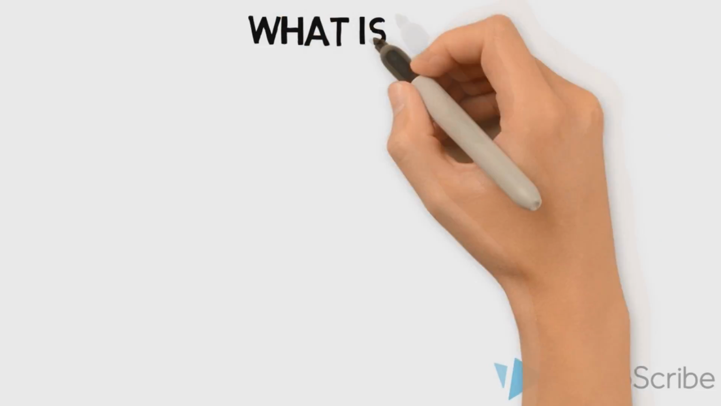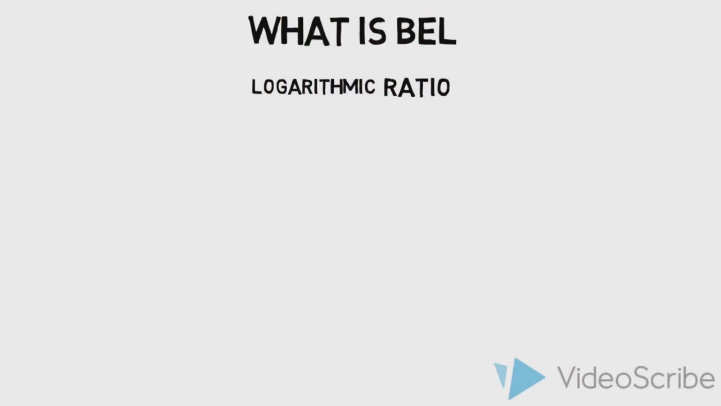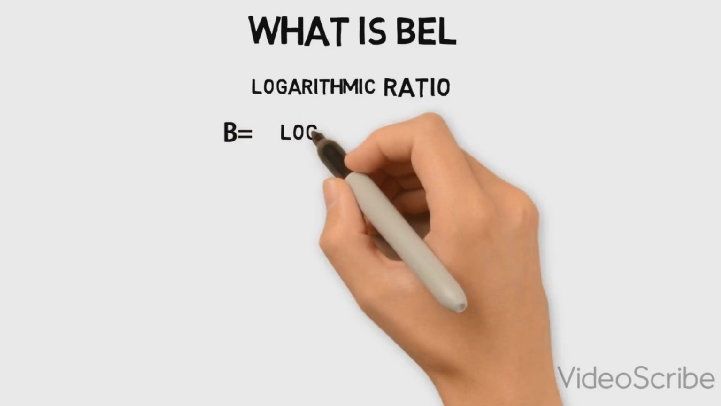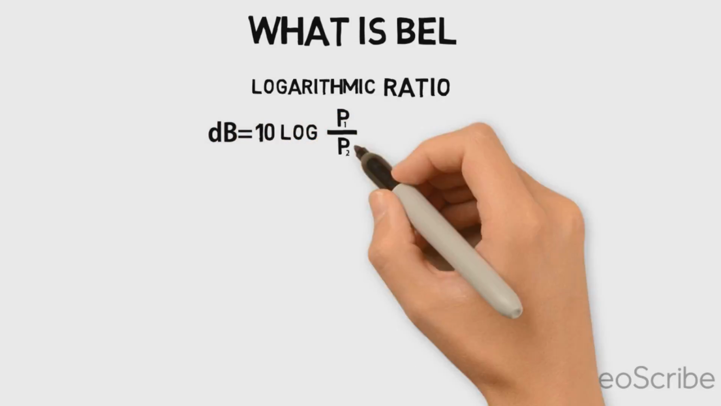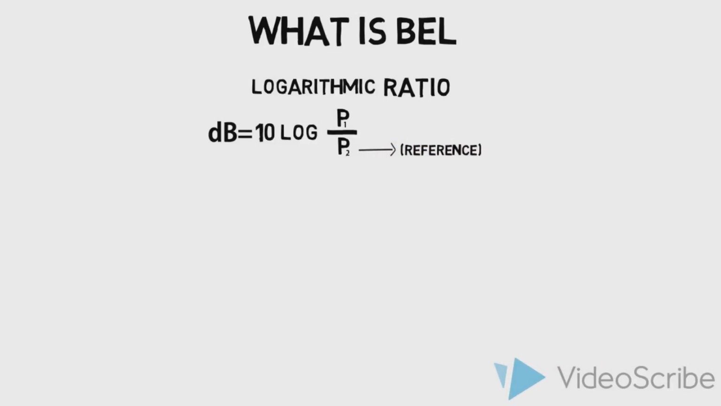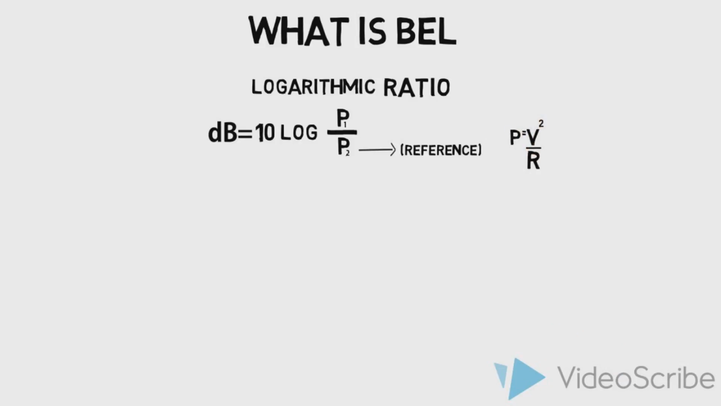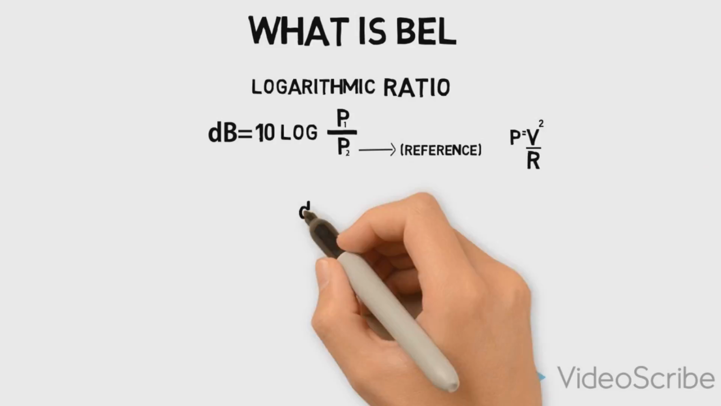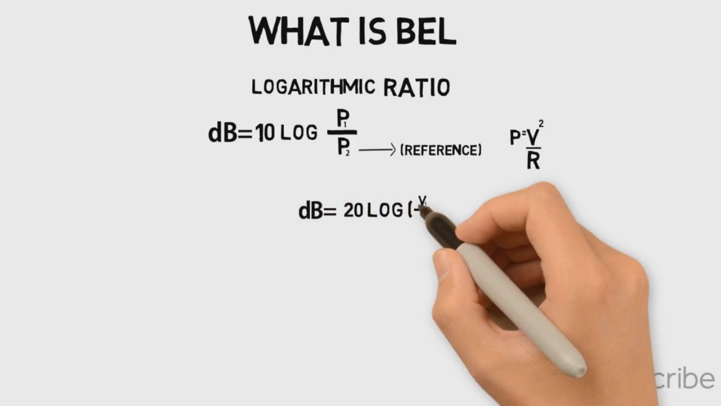What is bel? Well, bel is a logarithmic ratio between two powers, and the equation for that is B equals log power 1 over power 2. And since it is a decibel, we multiply the whole equation by 10. And just like when the big elephant was our reference, our power 2 here is our reference. If you want to relate the equation to voltage, you just have to plug in the power equation V squared over R in the equation, and you will end up with dB equals 20 log voltage 1 over voltage 2.